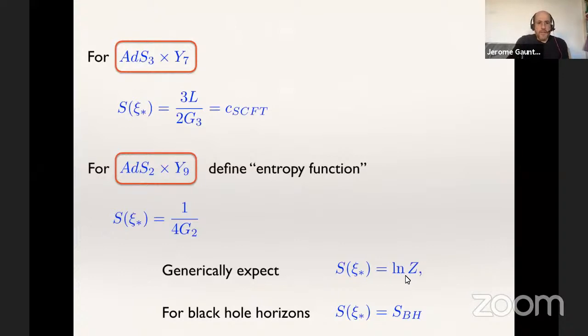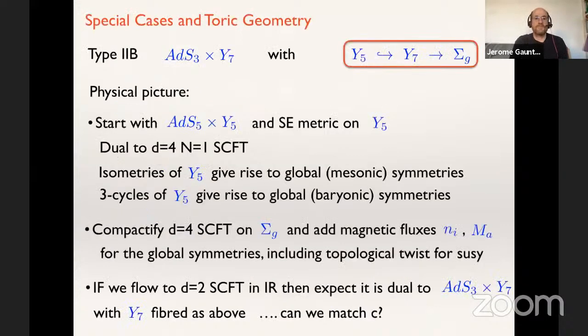So let me now demonstrate, or try and convince you, that this is actually useful as opposed to just being abstract formalism. So what I want to do now is focus on particular subclasses of examples. And I'll first look at AdS3 cross Y7. And the Y7 now will be a particular Y7. It'll be a fibration of a 5-dimensional manifold over a Riemann surface of genus G.